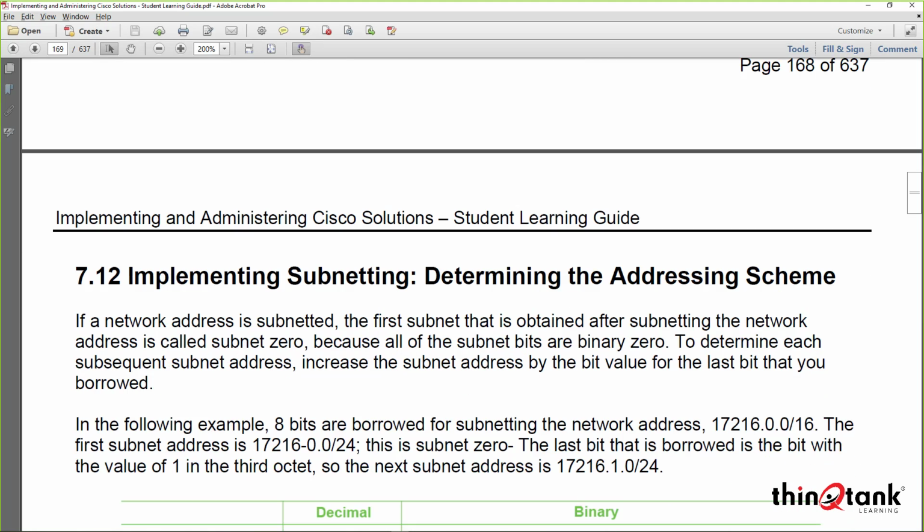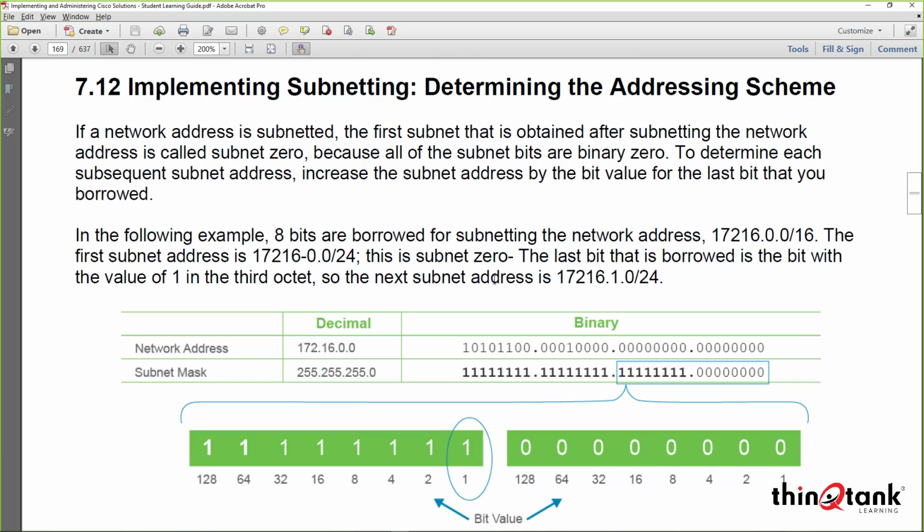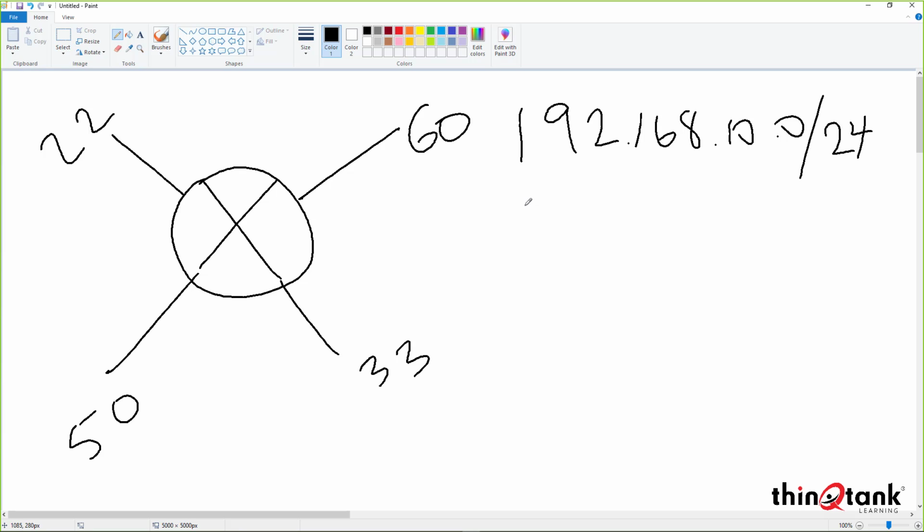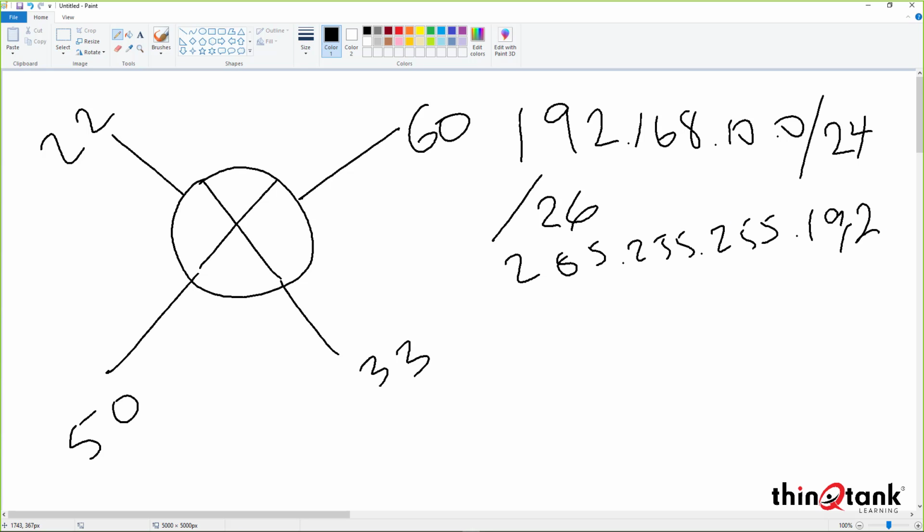All right? How do I determine the addressing scheme? Again, this depends on how the addresses are allocated. Going back to our original diagram here, we said we were going to go to a /26, which is 255.255.255.192. 256 minus 192 is equal to 64.